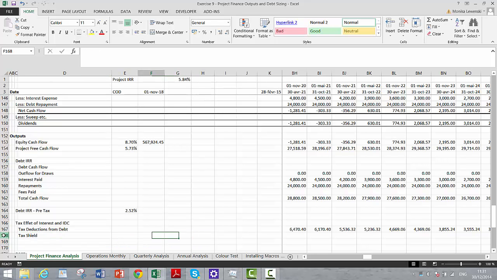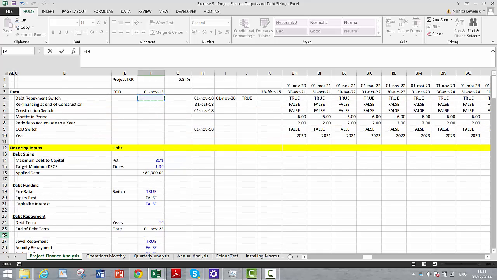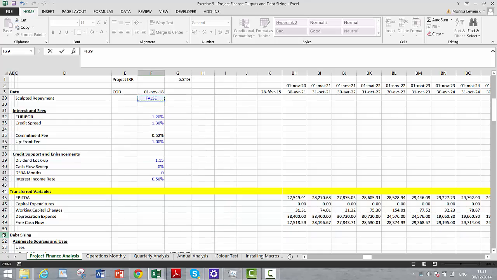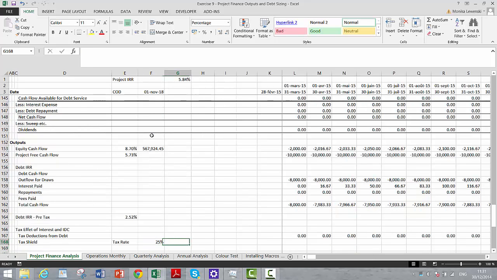Okay, and the tax shield, we'll put our tax rate here. Okay, and there is the tax rate. Excuse me. That's here. I'll multiply this by the tax rate. Okay.